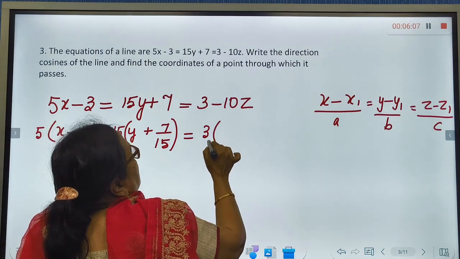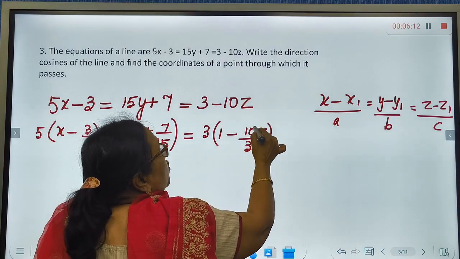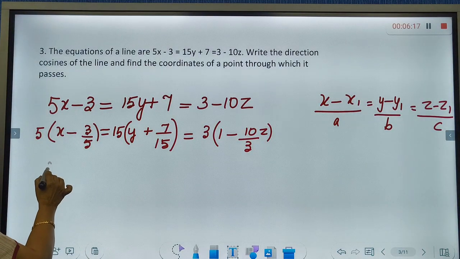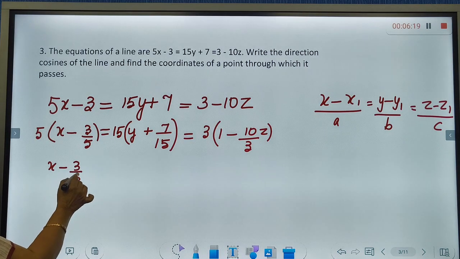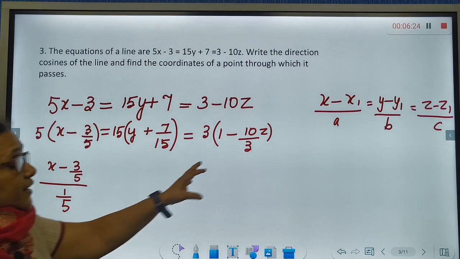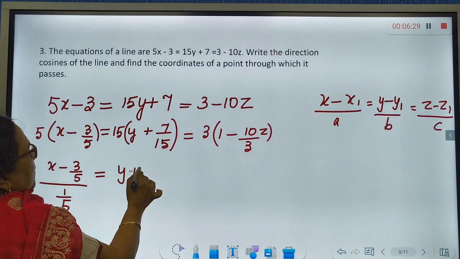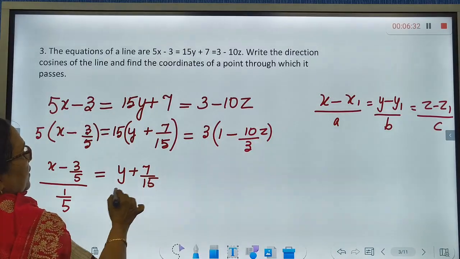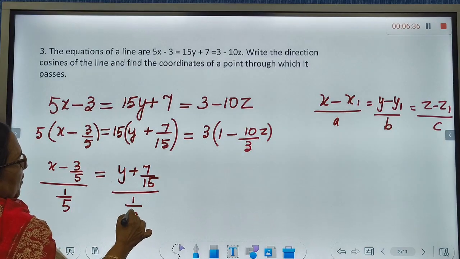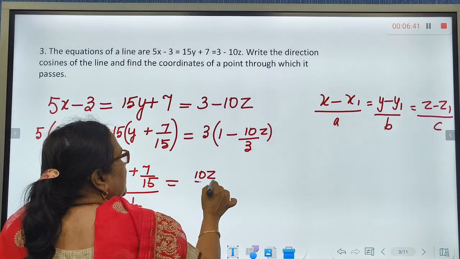3. If I take outside, I will get 1 minus 10 by 3 z. But how should it be? It should be z minus z1. So I'm going to rewrite this as x minus 3 by 5. If I bring this 5 to the denominator, it will become 1 by 5 because I want to bring it into that form. This will be y plus 7 by 15 divided by this 15. If I bring it to the denominator, it will become 1 by 15 equal to, I'll first write 10z by 3.